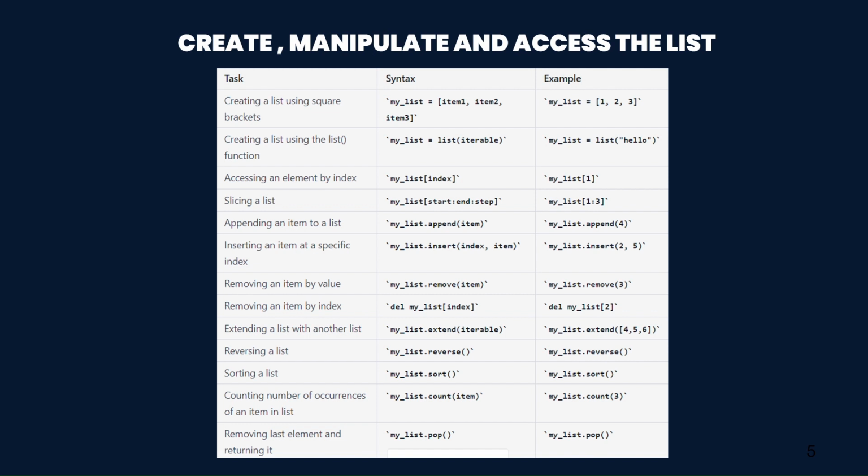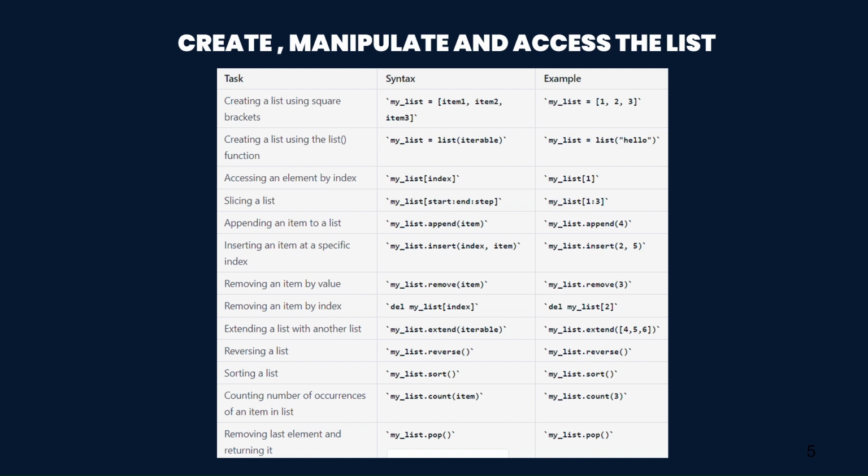Alright. Then comes inserting an item at a specific index. To insert an item, we just have to write the index number at which position we have to insert it and then the item. So the syntax of this is list name dot insert and in the bracket index comma item and then bracket close.